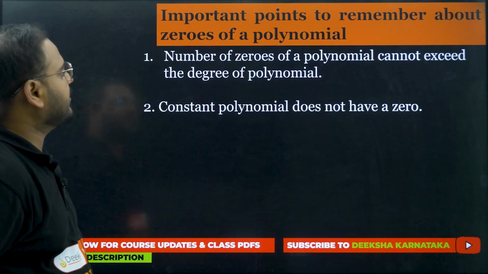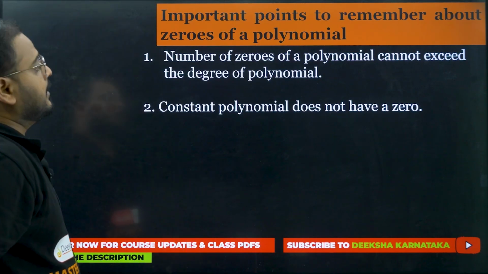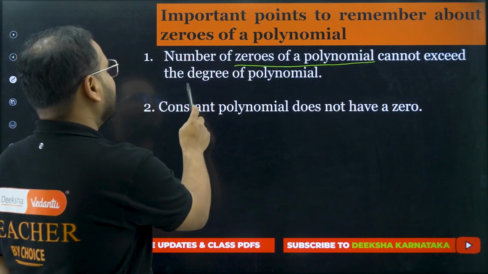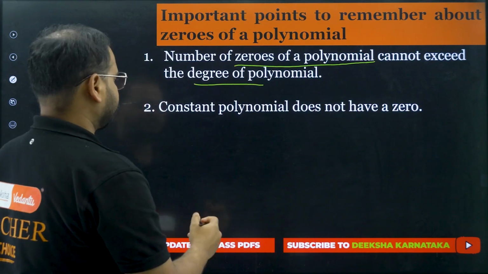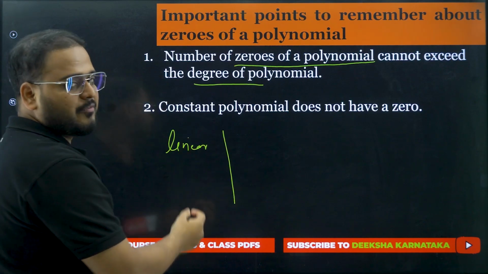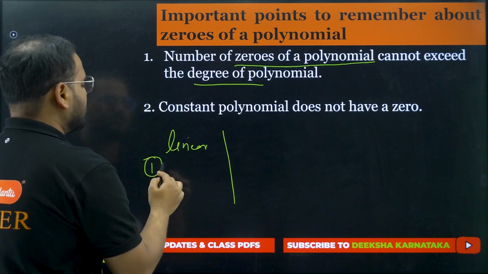Moving on. Very important, the first point is the same thing. Please see this. The number of zeros of a polynomial cannot exceed the degree of the polynomial. For example, if I take linear, what's the maximum number of zeros that can be there? It will be only 1. The number of zeros is only 1.